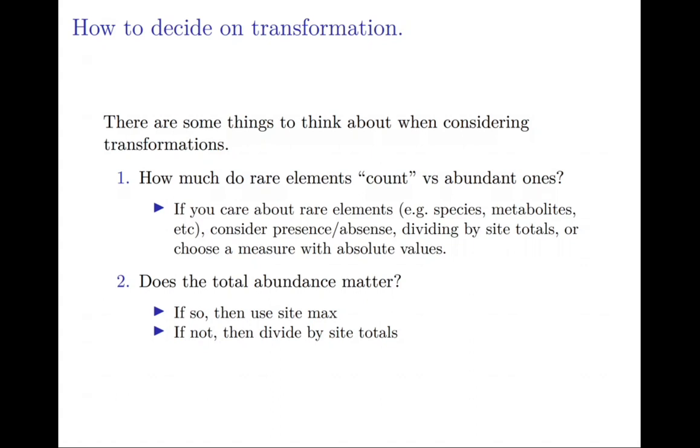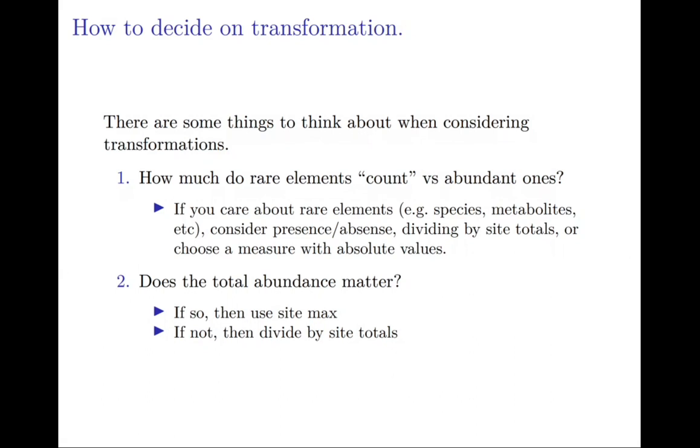A lot of it comes down to how much rare elements count versus abundant ones. So how much do you care about rare species or metabolites, etc.? If you do care about them, you could consider presence-absence, right? Because that really weights rare species more equally to abundant ones.